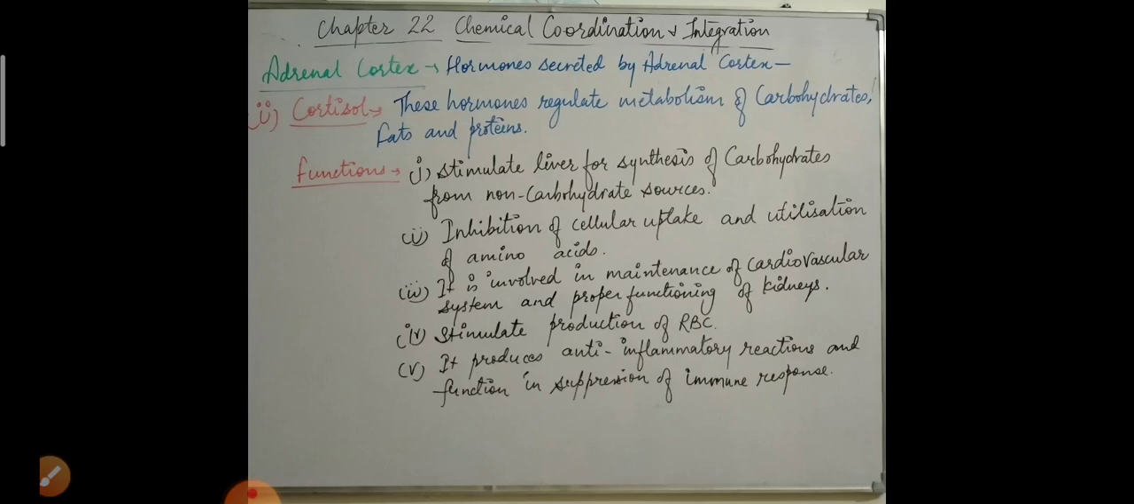Cortisol also stimulates the production of RBCs, that is erythropoiesis. It helps increase the production of RBCs. It produces anti-inflammatory reactions and functions in suppression of the immune system. So when the body becomes hyperactive, it helps in suppression of the immune system.